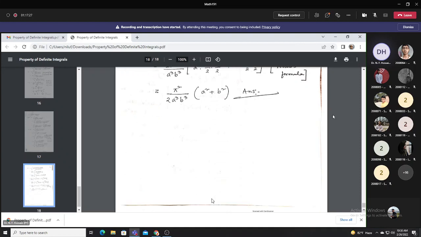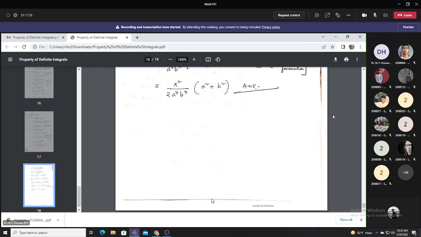And this was the last math in this section. This was the properties of definite integrals, and we have completed this section.